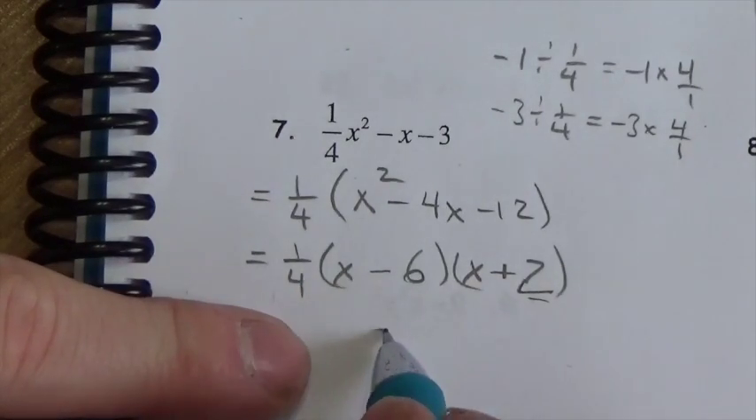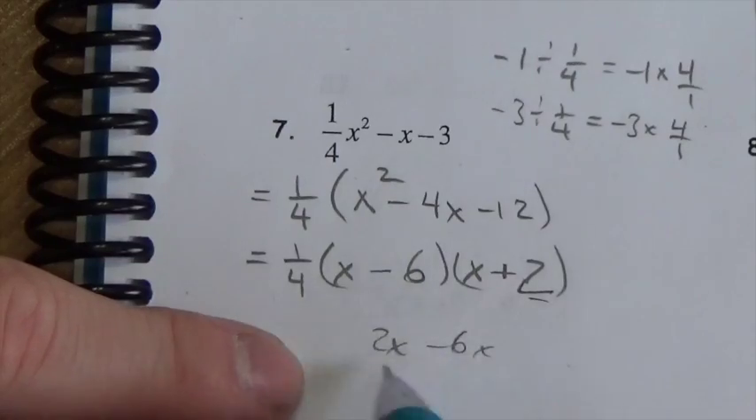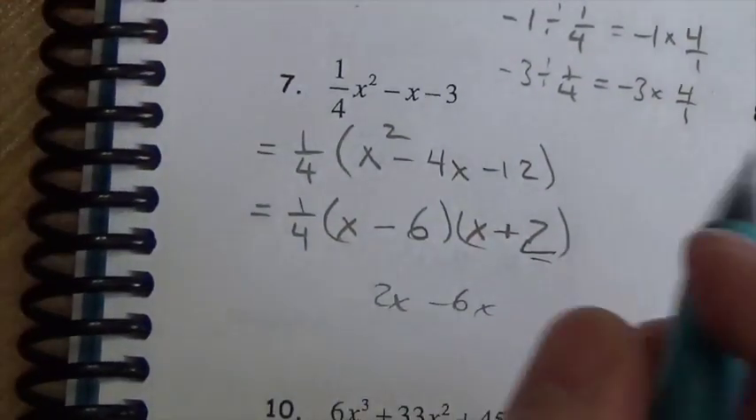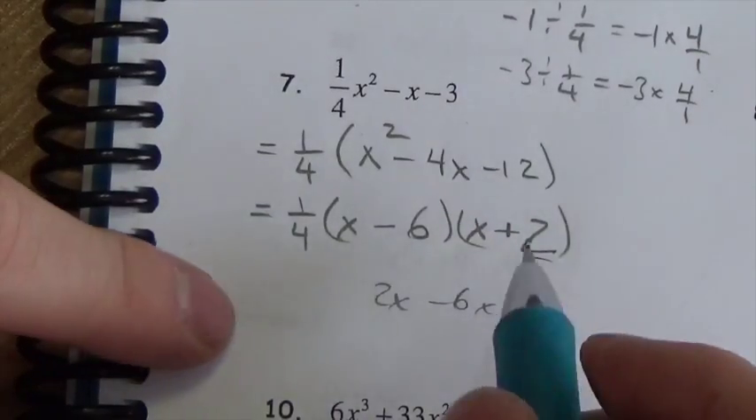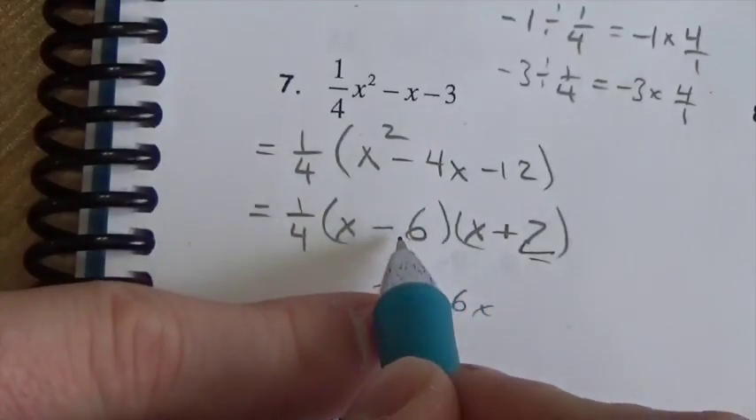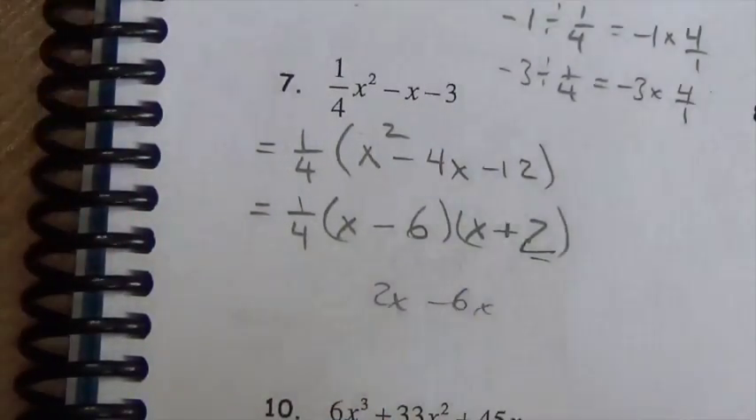X times 2 is going to be 2x. Negative 6 times x is negative 6x. And yeah, when you add those together, you're going to get the negative 4. Now, just to remind you what I'm doing here when I check this, because there's been a few questions before. Remember, x times x gets you that first term. Negative 6 times 2 gets you the last term. Those are the straightforward ones here.